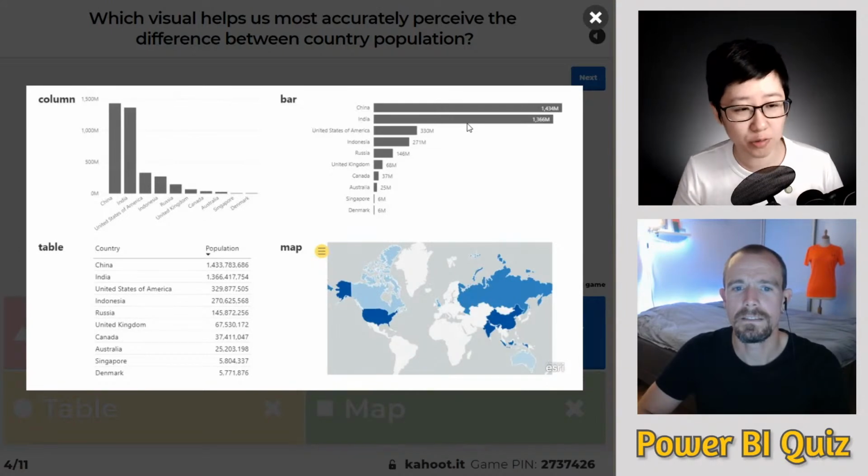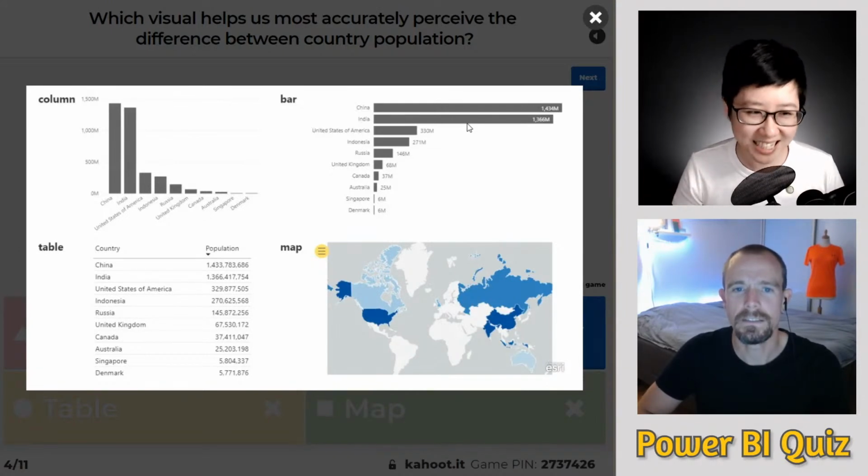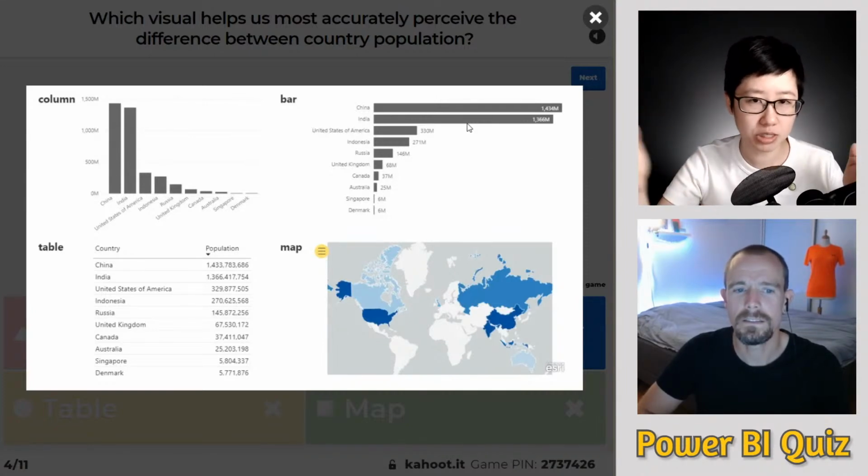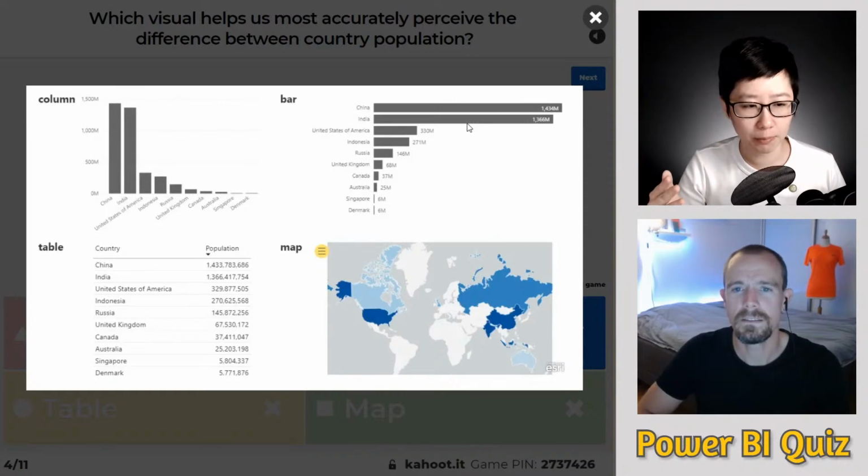Now, table, of course, it's the most precise. And I guess if you could see from a 10 digit to a 9 digit to an 8 digit, you could still see the difference. But someone would still have to read the numbers to make sense of it, compared to if you could visually just show it in a column or a bar.